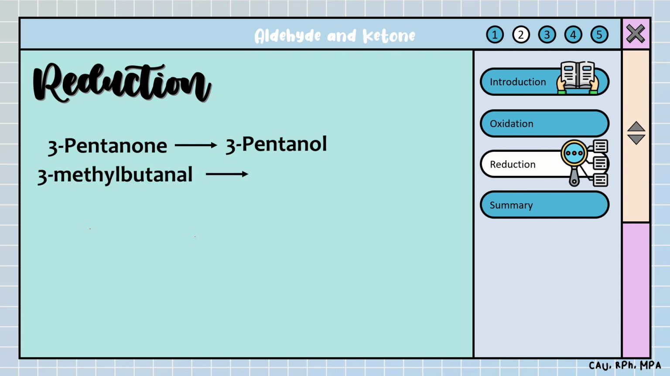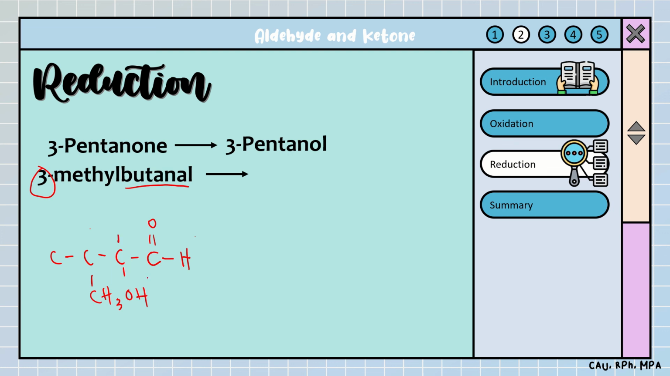Let's have another example. So we have here a 3-methylbutanal. Since this is a butanal, this is a 4-carbon chain. And this has no locant, so we know that the carbonyl is on the first or last carbon. And then the locant for our substituent, which is the methyl, is on the 3rd carbon. So we will count first here: 1, 2, 3. So therefore the methyl group is here.